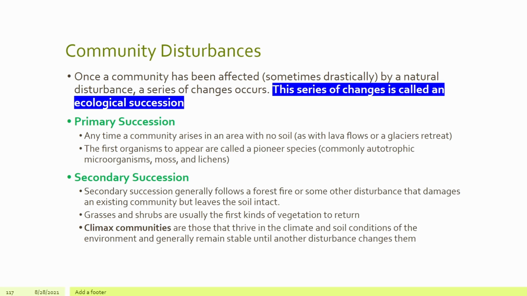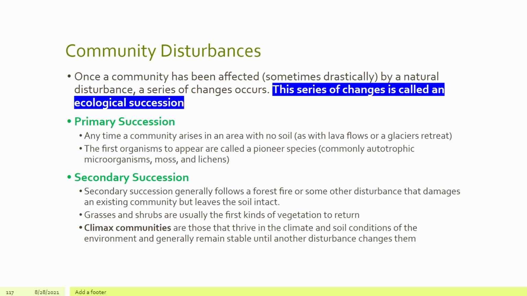Primary succession is any time a community arises in an area with no soil, such as after a lava flow or a glacial retreat. The first organisms to appear are called pioneer species, and usually that's an autotrophic type of microorganism. Moss, lichen, all of those would be common in a primary succession.